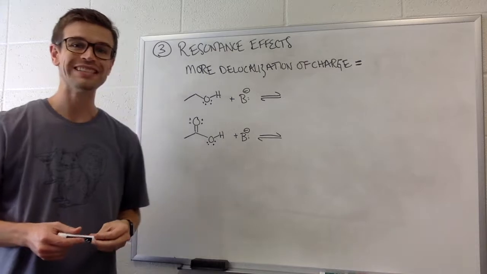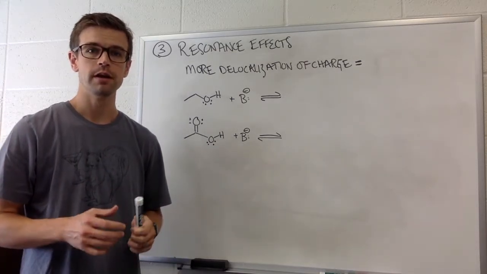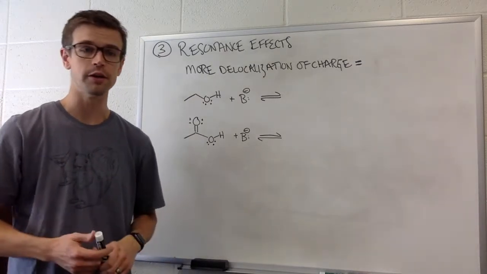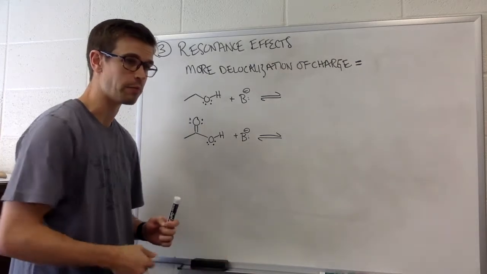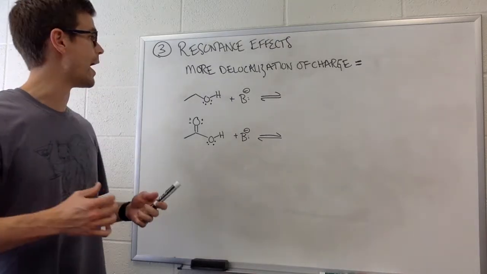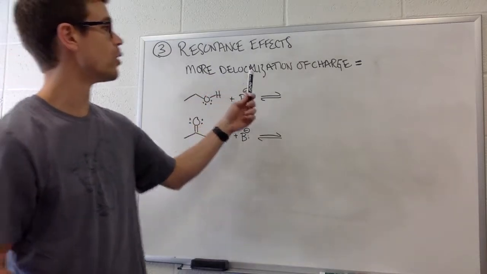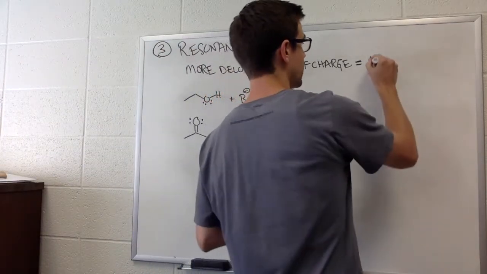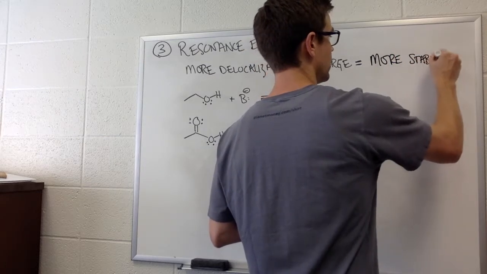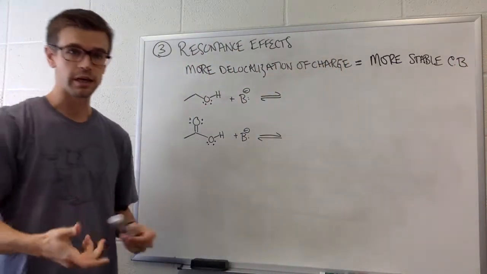Now we're going to talk about how resonance impacts acidity. And as per usual, we're going to be talking about this through the lens of the conjugate base. So anything that stabilizes the conjugate base makes the starting acid more acidic. It makes it a stronger acid. And how do we stabilize the conjugate base? Well, more delocalization of charge equals a more stable conjugate base. So more delocalization, more stable.